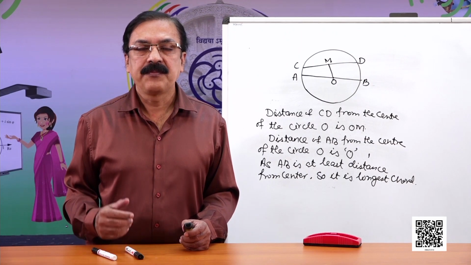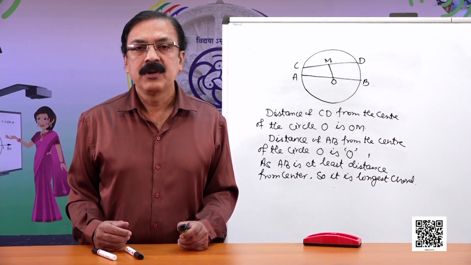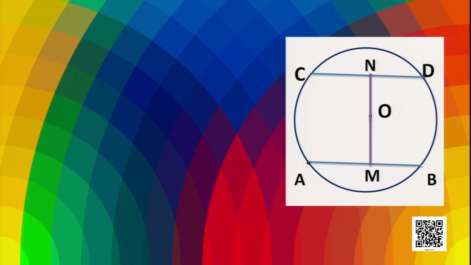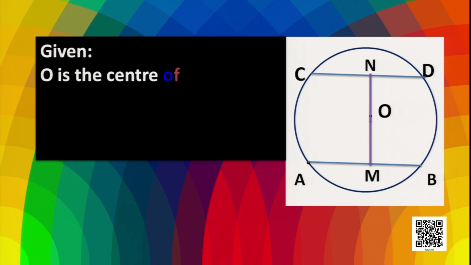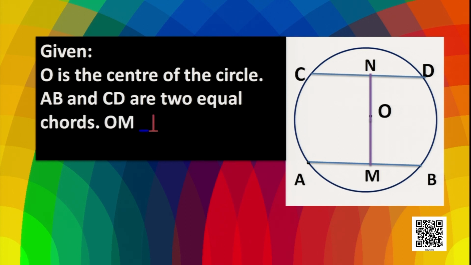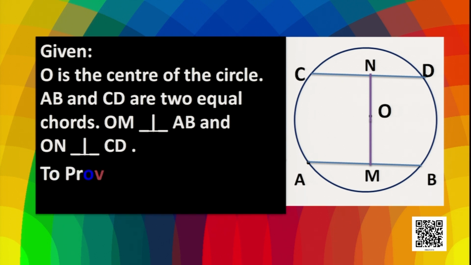So here, what is the figure for this theorem? Here we have two chords AB and CD with center O, and OM, ON are the perpendicular distances from the center. So we can say that here it is given O is the center of the circle, AB and CD are two equal chords, OM is perpendicular to AB and ON is perpendicular to CD. So the length of OM is the distance of AB from center O, and length ON is the distance of CD from O. So what to prove? We have to prove that these distances are equal. That means OM is equal to ON.